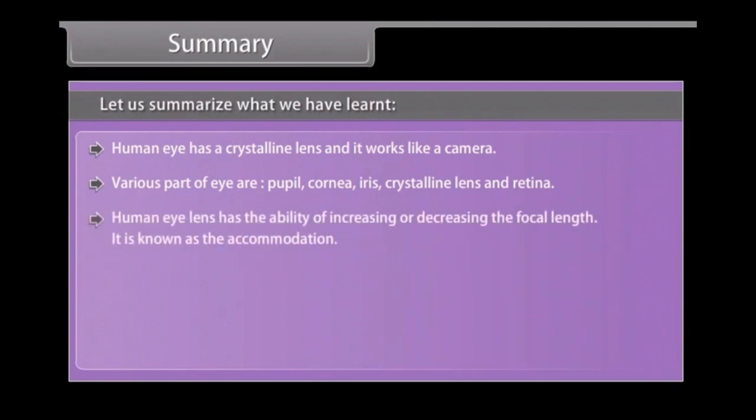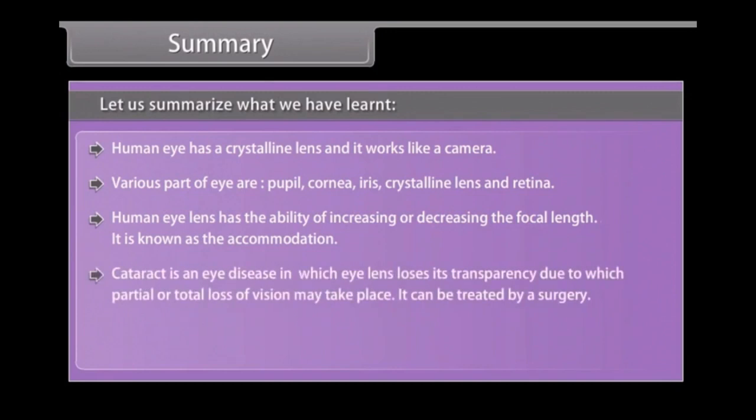The human eye lens has the ability of increasing or decreasing the focal length. It is known as accommodation. Cataract is an eye disease in which the eye lens loses its transparency, due to which partial or total loss of vision may take place. It can be treated by a surgery.